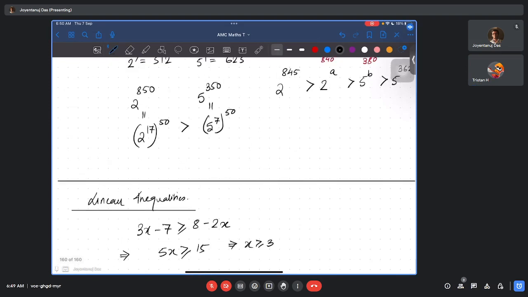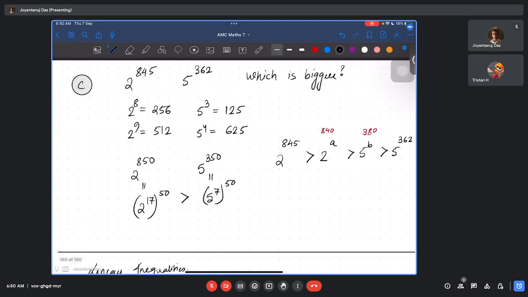Yes, so I'm just disturbing you. Just for the previous problem, something came to mind. 845, I can write as 5 plus 840, right? And 362, I can write as 2 plus 360. This is not exactly solving, but a hint. Now 840 and 360 have a good common factor, that is 120. So it is 7 times 120, and this is 3 times 120, right?